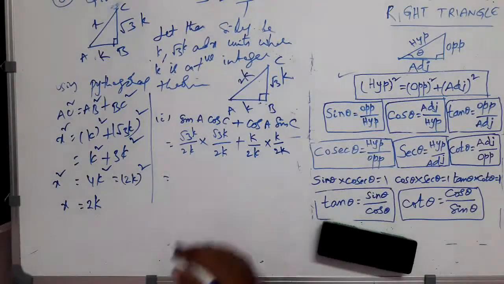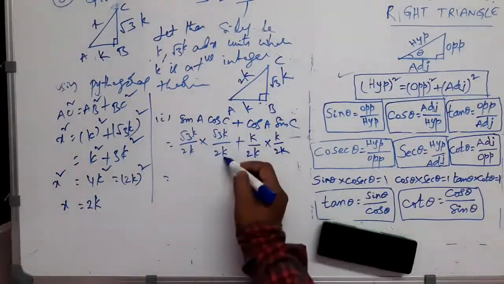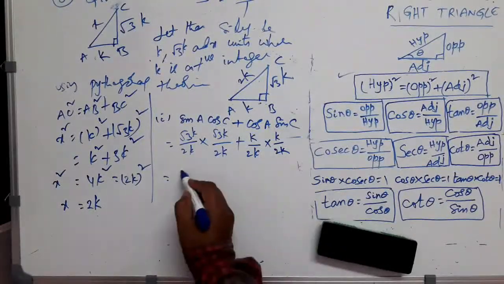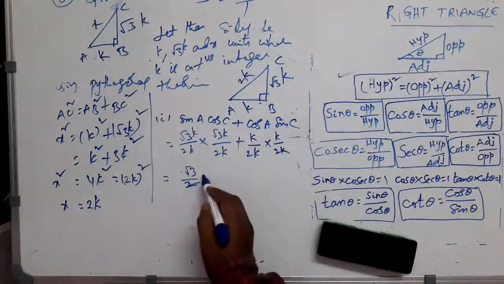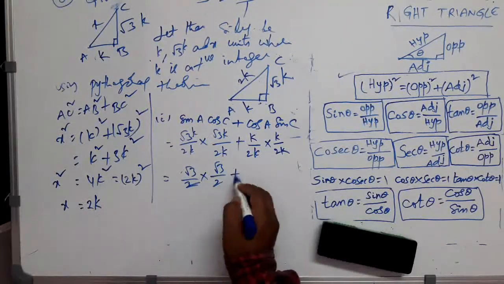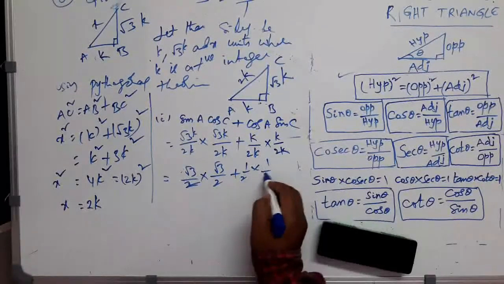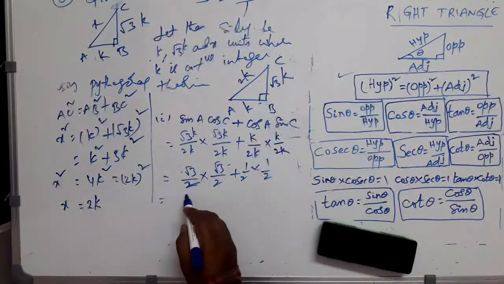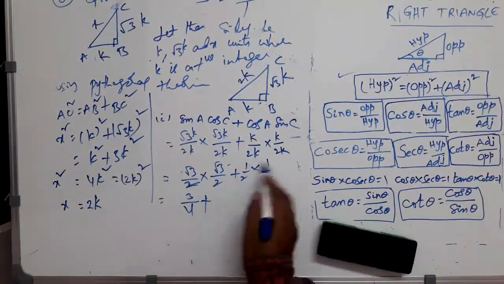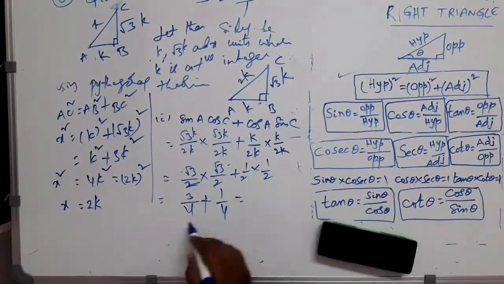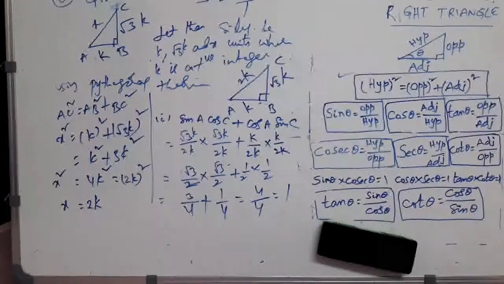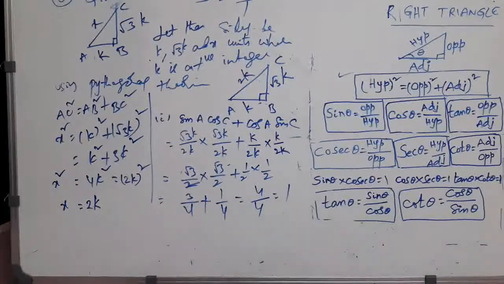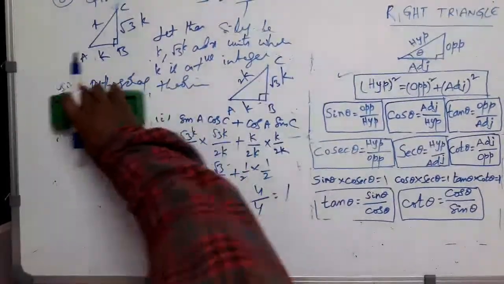Let us simplify further. k gets cancelled, k gets cancelled. Here also k gets cancelled, k gets cancelled. So you will be remaining with root 3 by 2 multiplied by root 3 by 2 plus 1 by 2 into 1 by 2. Root 3 into root 3 is 3, by 2 into 2 is 4, plus 1 by 2 into 1 by 2 is 1 by 4. 3 by 4 plus 1 by 4 is 4 by 4, that is 1. That is the first part. Then let us see the second part.